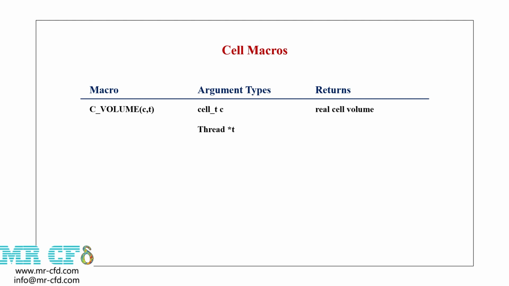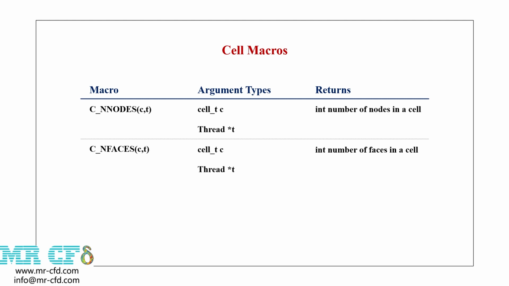The C_VOLUME macro is a calculator for the volume of the cell. This macro consists of two arguments. The first one represents a variable that is the place to receive information about each cell from the cell thread, and the second one is a pointer to the cell thread.